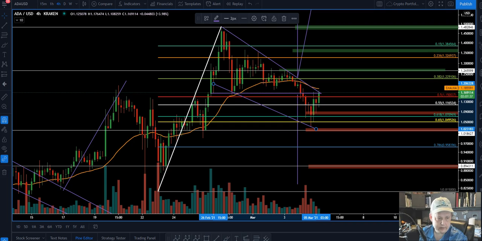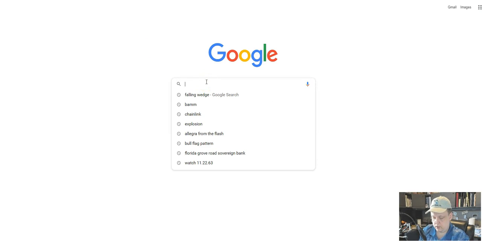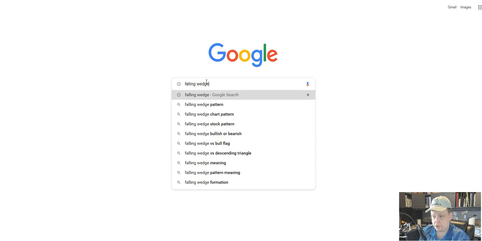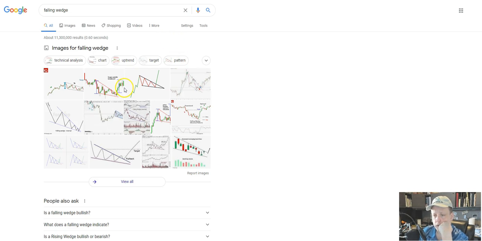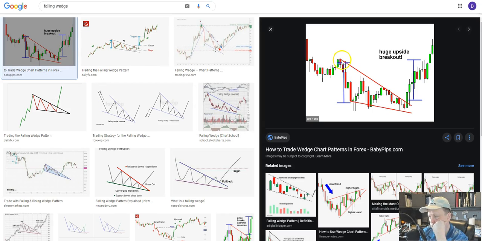Let's just do a real-time search here for all of us. Falling wedge. So with a falling wedge, you typically measure the distance between the high and low pivot of the initial swing of that wedge, and you take that distance and you place it on the breakout, and that's pretty much the target for that price.